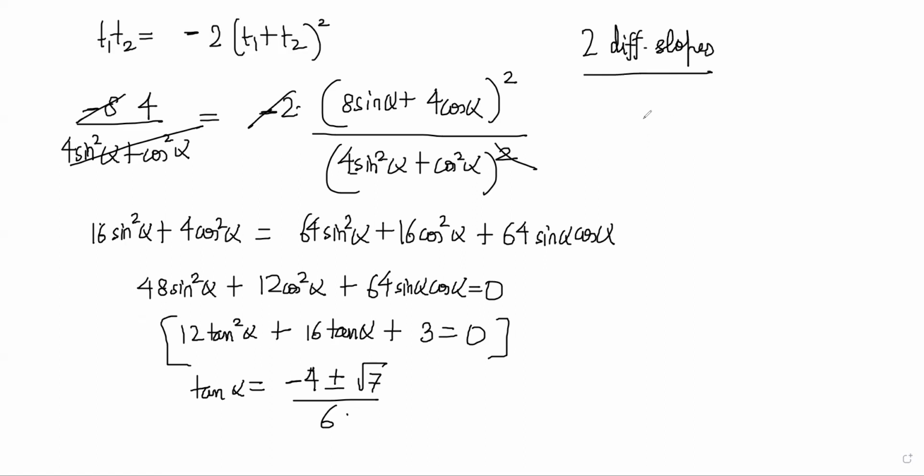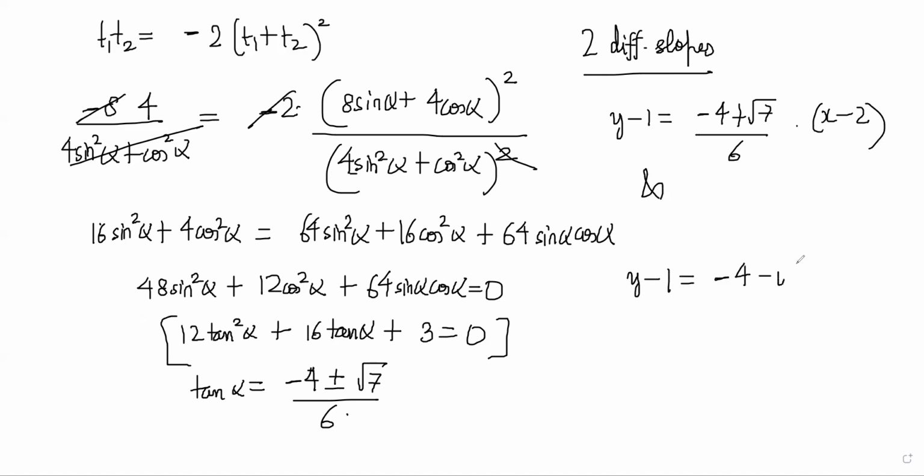So the desired line equations will become y minus 1 is equal to minus 4 plus root 7 by 6 into x minus 2, and the second line is y minus 1 is equal to minus 4 minus root 7 by 6 into x minus 2, right? So basically we are ending up with the two possible line equations such that they cut the ellipse at 2 points, and also M is the fixed point which trisects the chord, right? We use the parametrization of the straight line to do this.